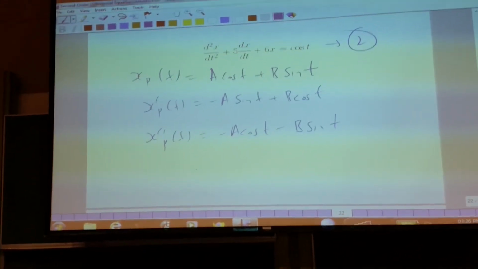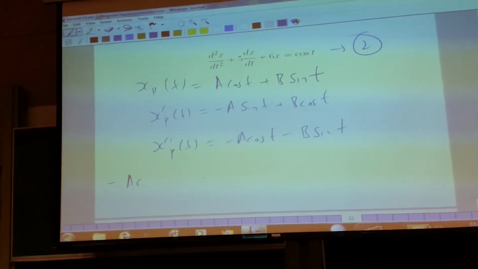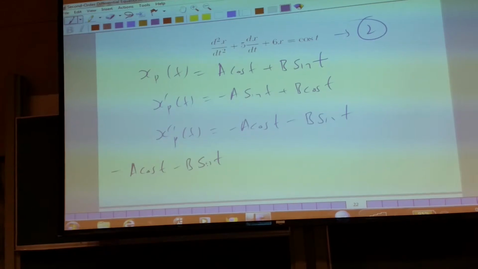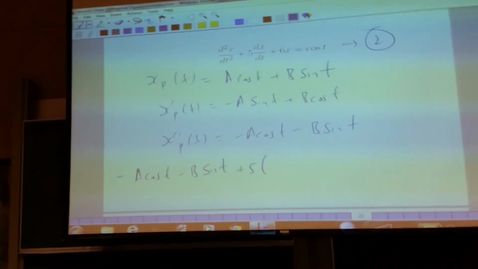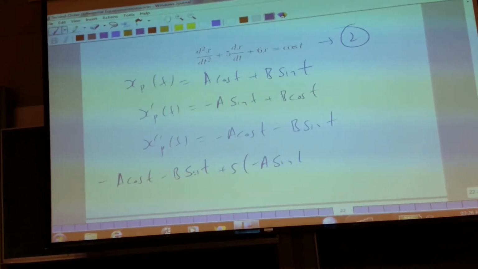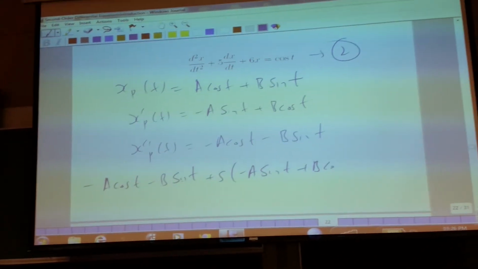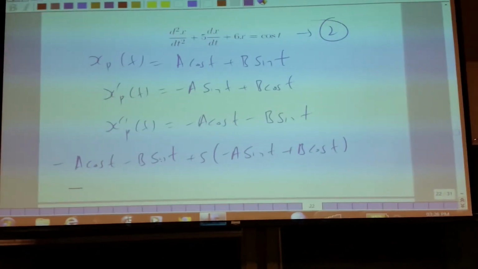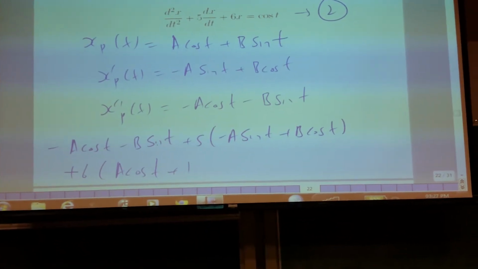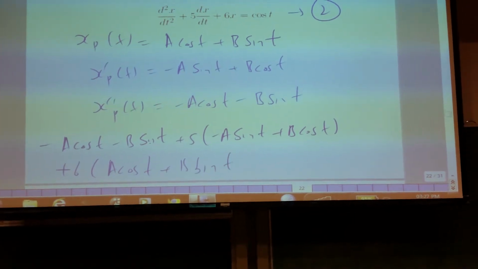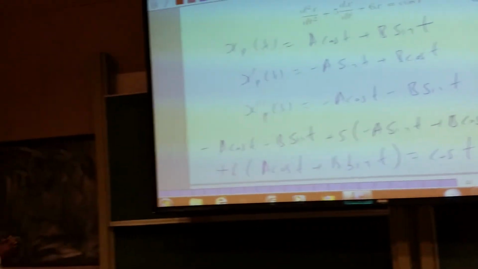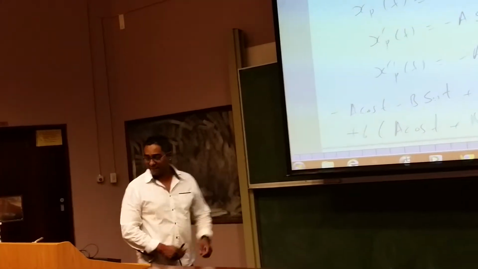d squared x dt squared, here we have it. It's minus a cos t minus b sine t plus 5 into, use of brackets is very, very important, dx dt, minus a sine t plus b cos t, plus 6 into a cos t plus b sine t equals cos t. It looks really messy, but do we have something here?